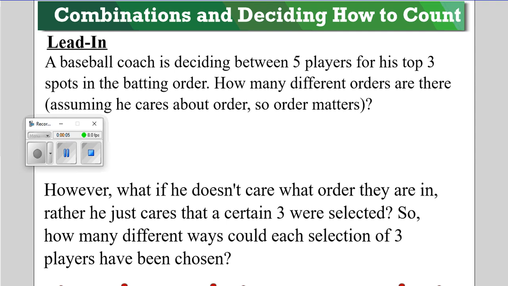In this section, it's really an extension of the last lesson that we did when we investigated factorials and permutations. And so this is kind of the second half of that lesson. It just would have been too big for one.